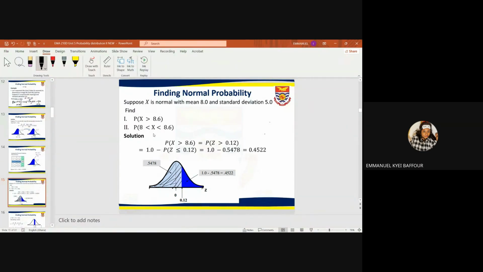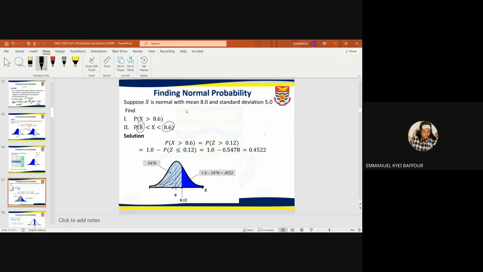8 is less than x and x is less than 8.6. So it means that x is likely to lie between 8 and 8.6. For problems like this, we have to convert this one to z-score, and then we convert this one to z-score as well. So converting it to z-score.